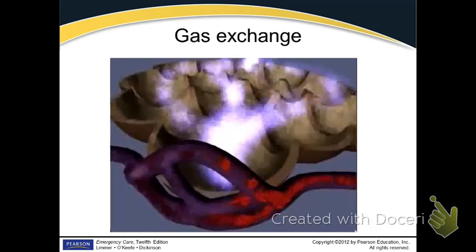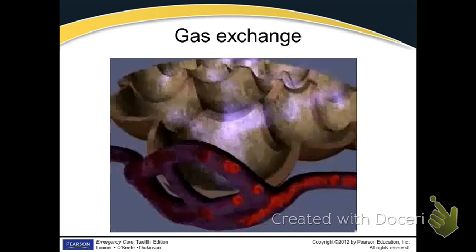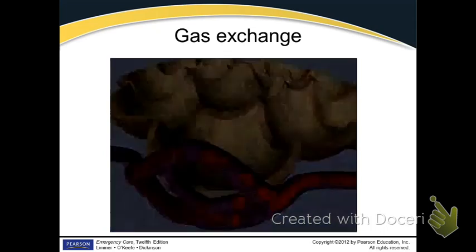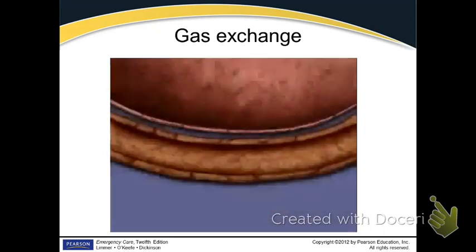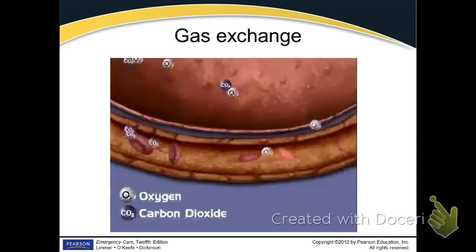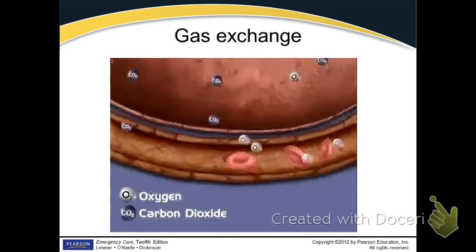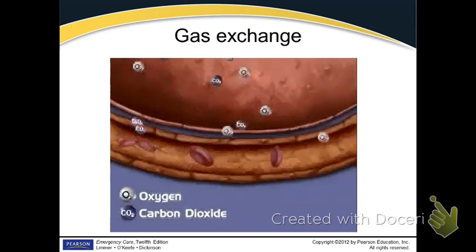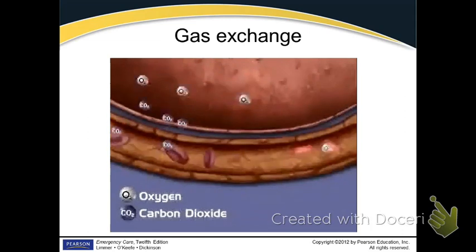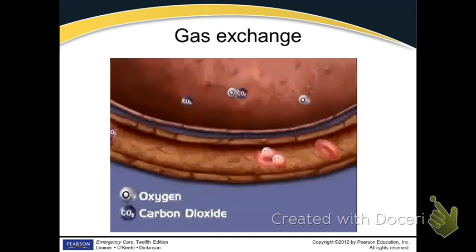Notice the change in color in the red blood cells during gas exchange. Now, let's zoom into a higher magnification view of gas exchange at the respiratory membrane. Red blood cells in the capillary adjacent to the alveolus release carbon dioxide and bind oxygen.